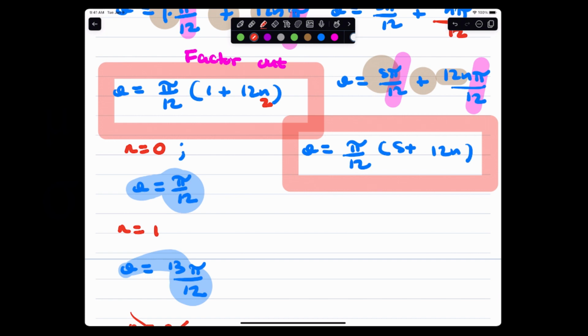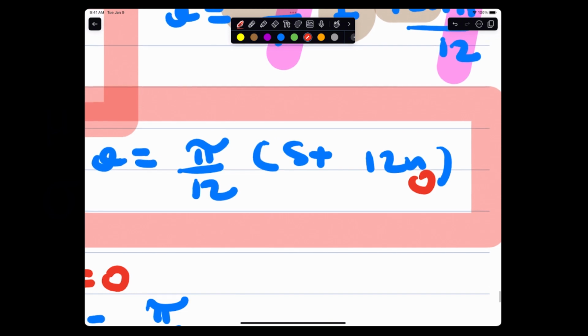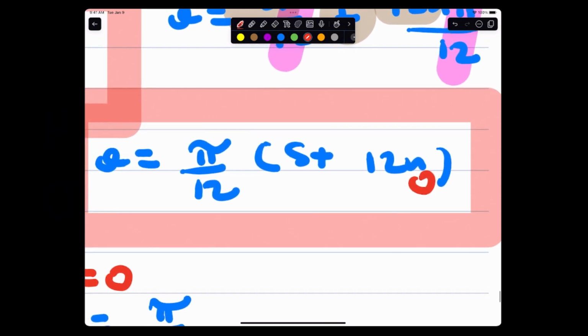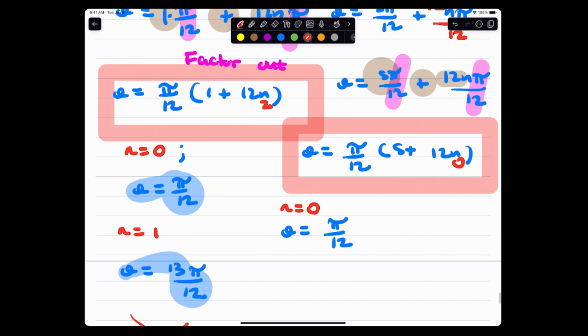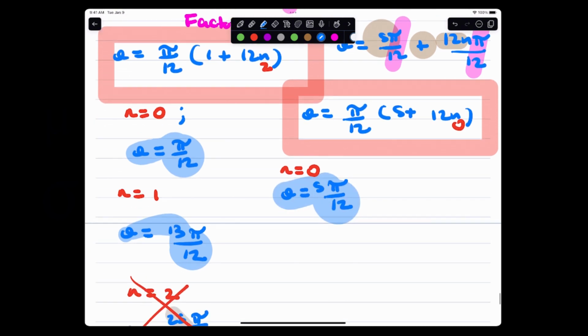So my recommendation is get the sequential form and do what now? Let n be your integer. Find the solution. Do your arithmetic. You say 5 pi over 12. And here is 0. What's anything times 0? 0. And then 5 plus 0 is 5. So what's your answer? 5 pi over 12. There it is, ladies and gentlemen. Easy peasy, lemon squeezy.